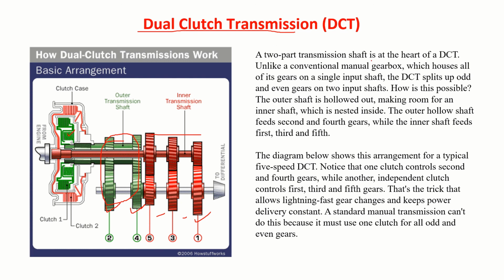So a two-part transmission shaft is at the heart of a DCT. Unlike a conventional manual gearbox, which houses all of its gears on a single input shaft, the DCT splits up odd and even gears on 2 input shafts. So the outer shaft is hollowed out. Okay, this is how it is explained. But the whole idea of this is that one clutch controls second and fourth, while another independent clutch controls first, third and fifth. That is the trick that allows lightning fast gear changes and keeps power delivery constant, which I explained. That is the idea of the dual clutch transmission system.